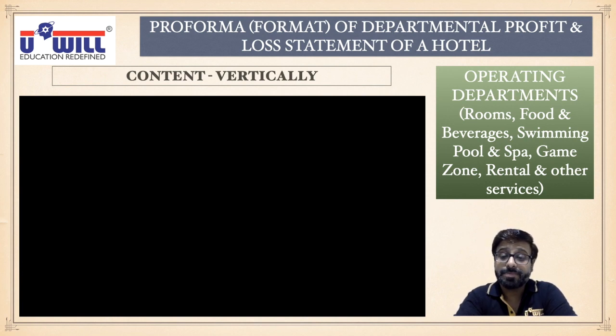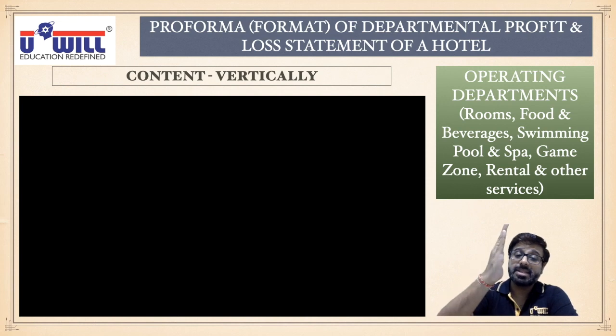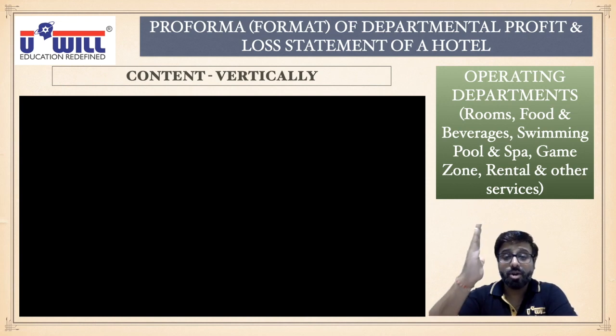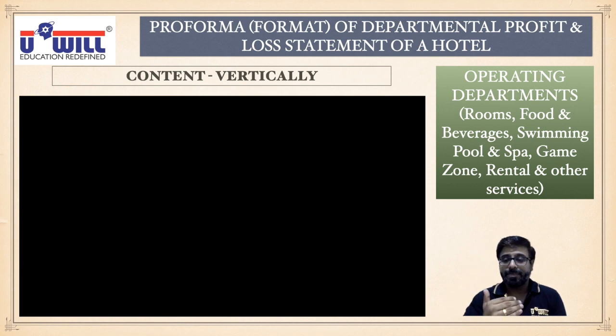So remember which columns we have to make in the format: sales, cost of sales, employees benefit, other expenses, and then we get profit or loss. And then vertically, which departments you will have in the format: rooms, food and beverages, swimming pool and spa, game zone, rental and other services.